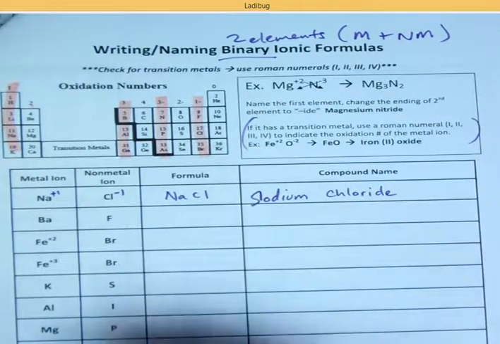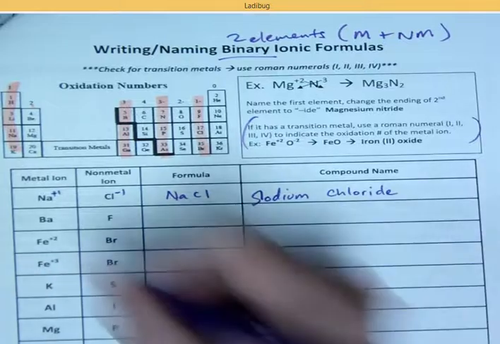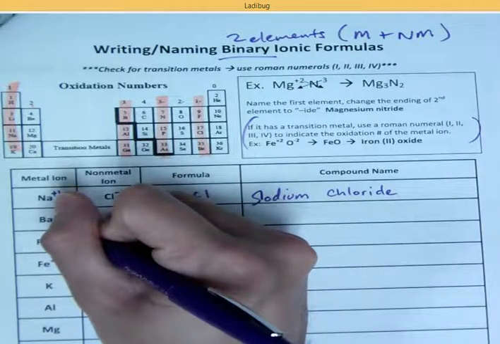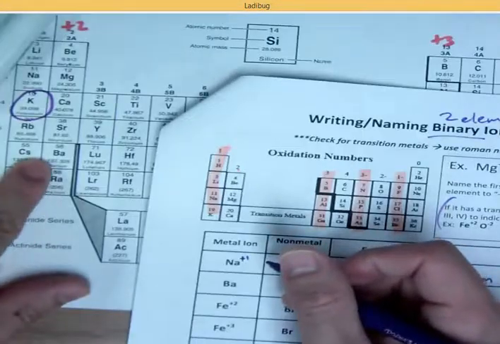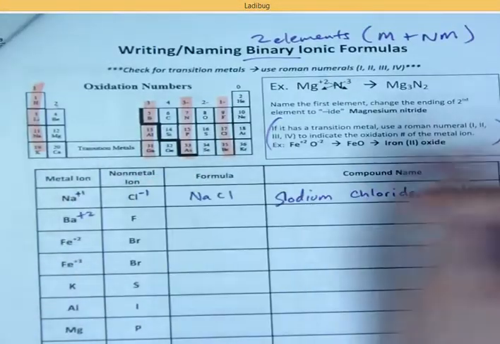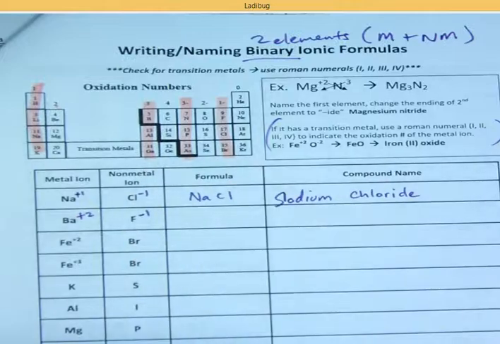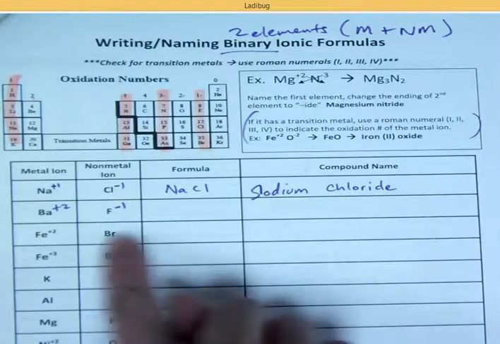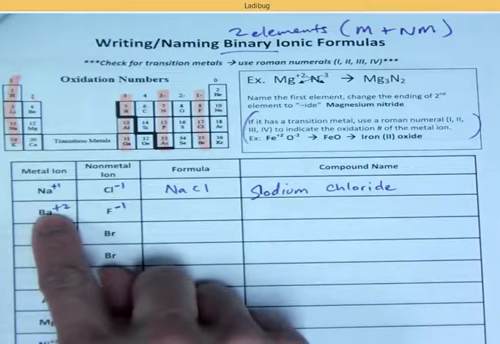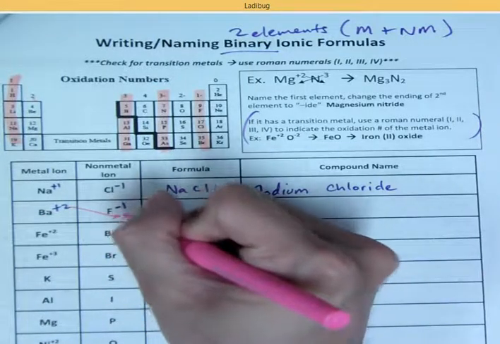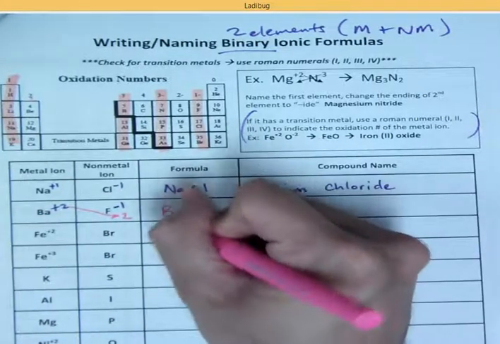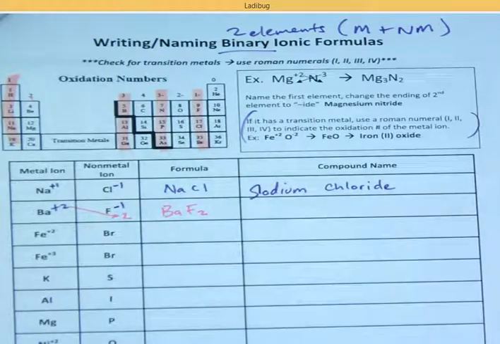Okay, and then Ba, it's in group 2. Ba is in group 2 here, so it's +2. F is -1. So the question is, how many fluorine do you need to balance out that Ba? Okay, and by crossing it like this, it'll bring the 2 down, so it becomes BaF2. That'll give me 2 fluorines to balance out 1 barium.